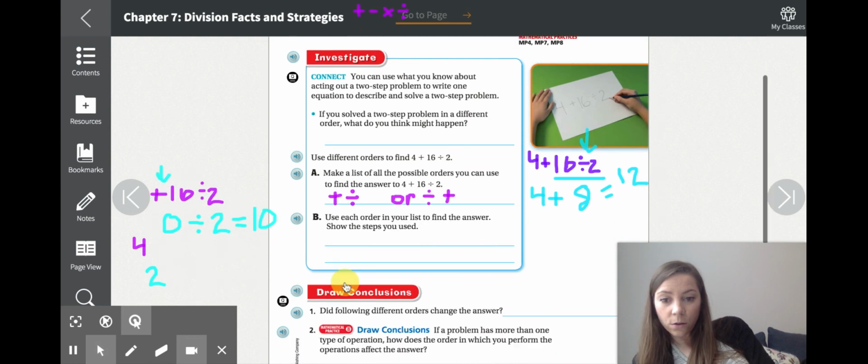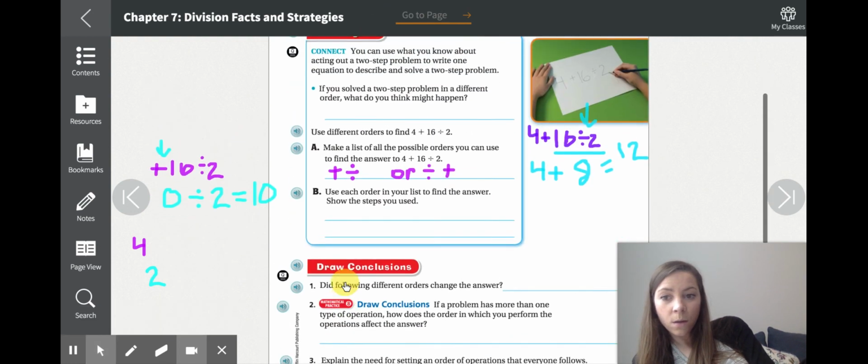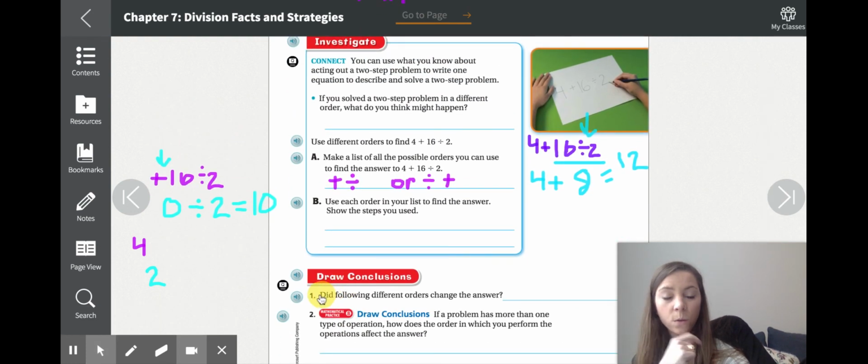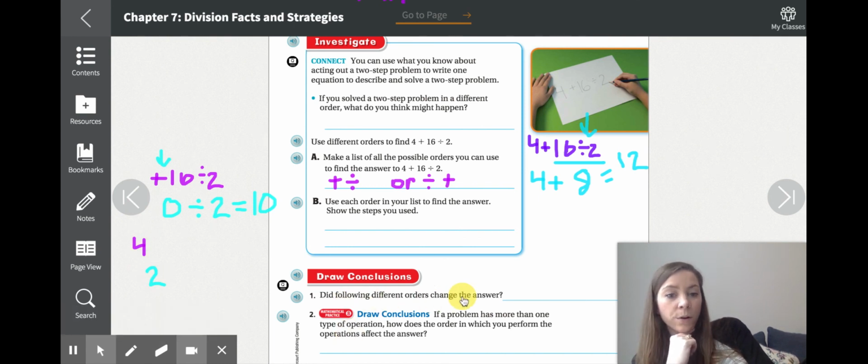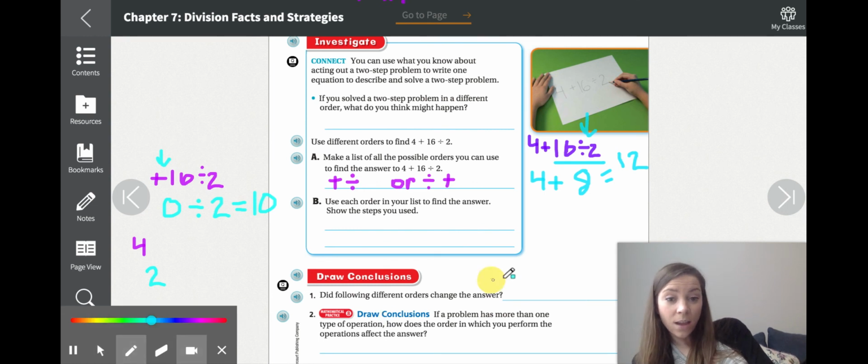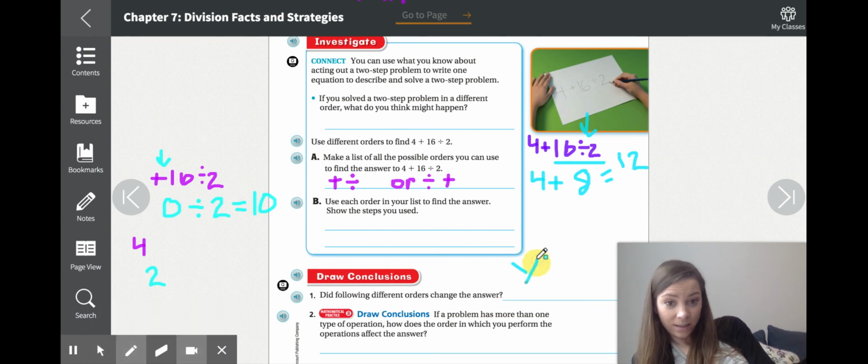So now let's scroll down and see what we want to talk about with this now. So looking at the questions and using what we just did up here. Can I move this? No, bummer. Okay, it says, did following different orders change the answer? So if we did addition first and then division, did we have a different answer if we changed it to division first and then addition? Yes, it changed the answer.